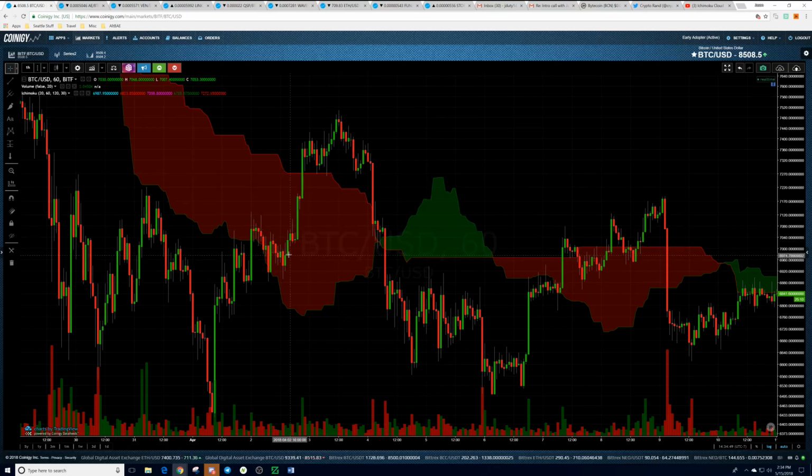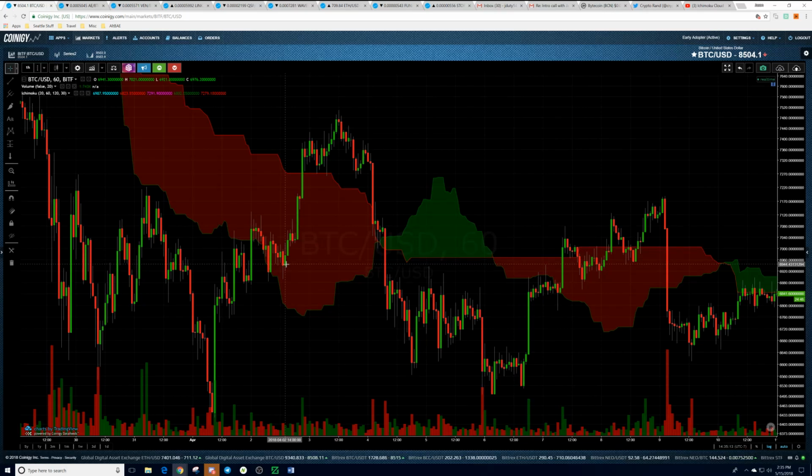Real simply put, what you want to think of here and what you want to look for the most, the first rule in the system is Kumo breakout. So if price is above the Kumo, that's bullish. If it's below the Kumo, that's bearish. If it's inside the Kumo, that's a no trade zone. It's neutral. We shouldn't be doing anything in that. That's real simply put, and we see this time and again.